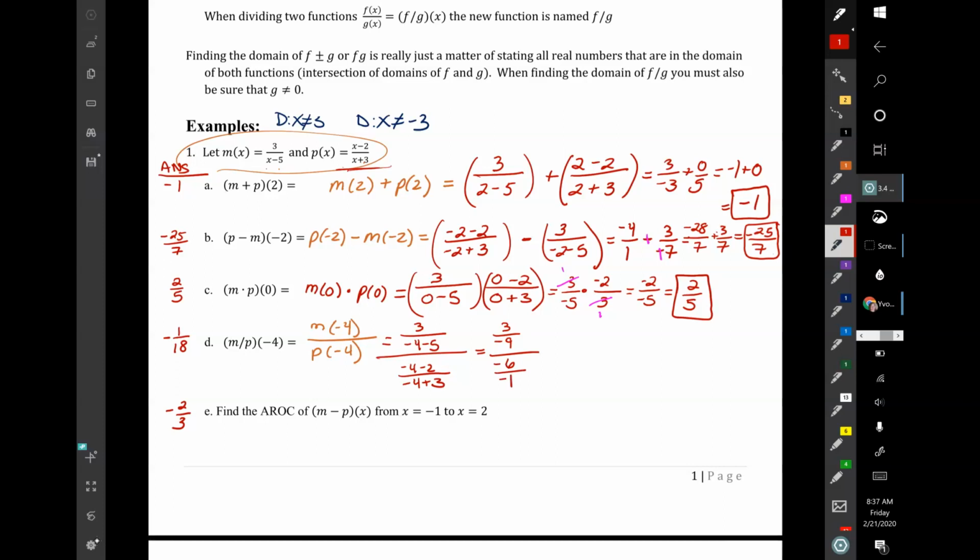So I can simplify some things before I multiply by the reciprocal. I would take this 3 divided by -9 and make it -1/3. And the -6 over -1, just make it 6/1. And then how that should look is -1/3 times the reciprocal here, 1/6. And so my final answer is going to be -1/18.